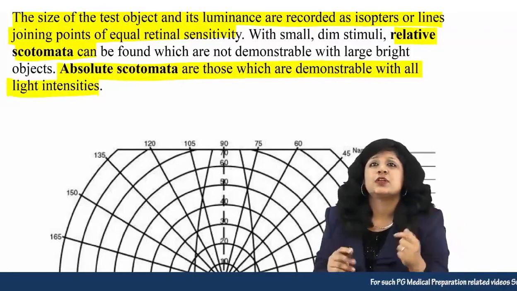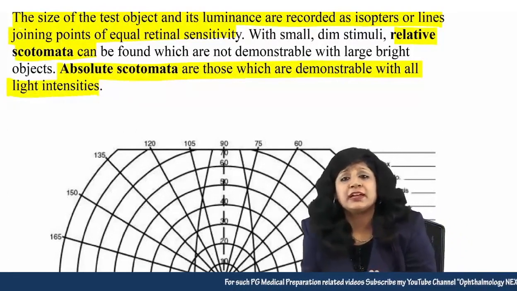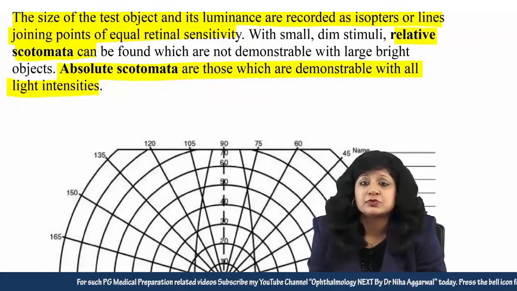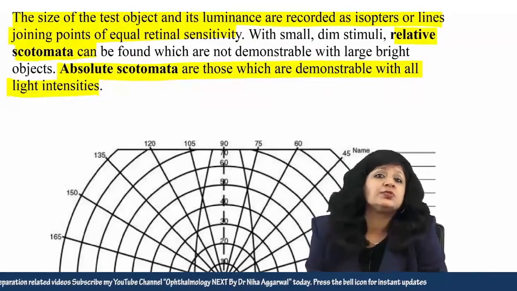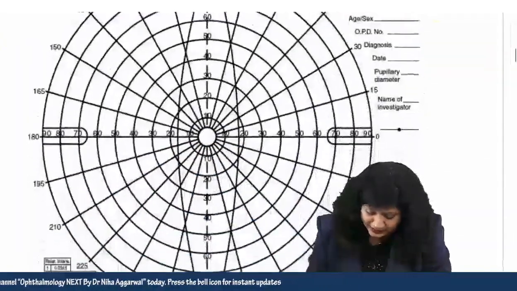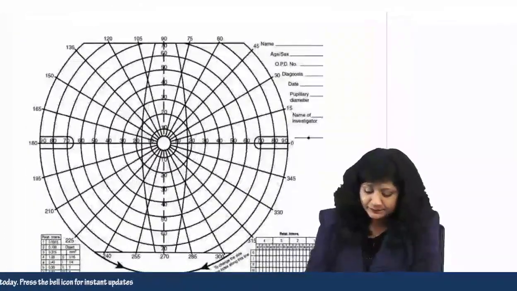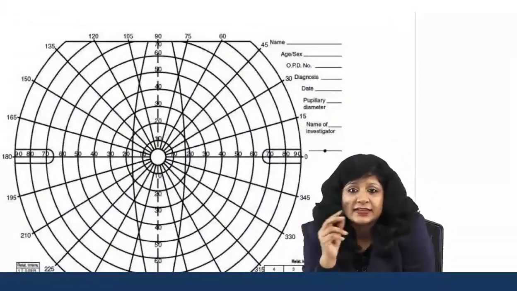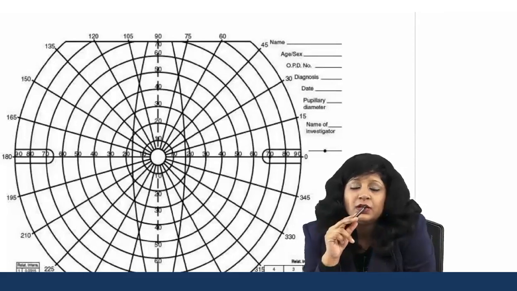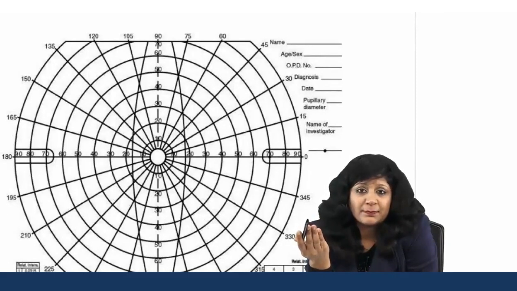So even if you are using the full light intensity and the patient is still not able to see, that will be your absolute scotoma. Something like this you are going to have, okay. This is like the prescription paper.